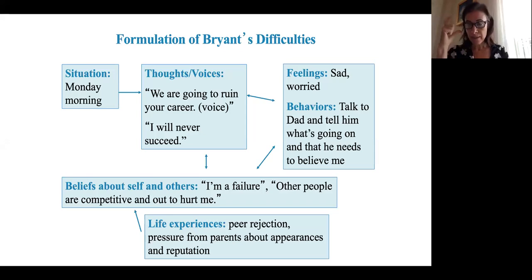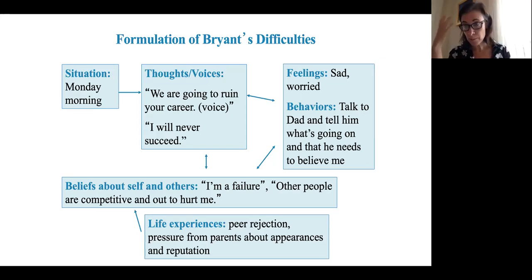What starts kind of happening in his head? And sometimes we think about a voice or a thought as sort of the same thing, because essentially we'll talk more about the model of auditory hallucinations, but auditory hallucinations have something to do with a person's own thinking, right? So he hears this voice, "We are going to ruin your career." And his thought that's associated with that is, "I will never succeed." How does he feel? He feels sad, he feels worried.